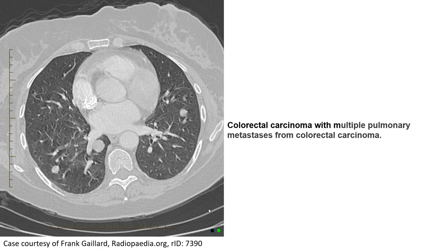So here is the first example of colorectal carcinoma with lung metastasis, which shows multiple pulmonary metastasis, with the apparent multiple nodules, as you can see in the axial chest CT in lung window.